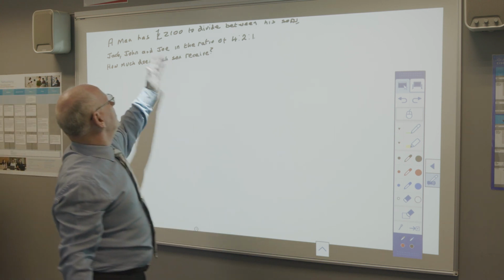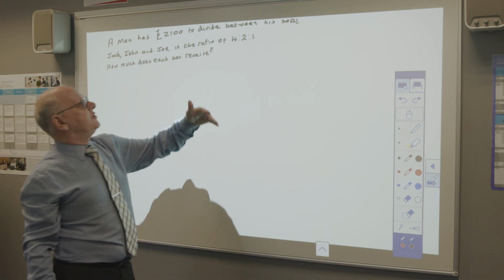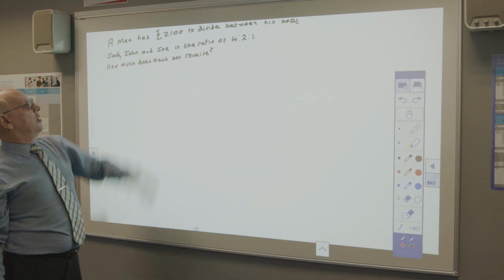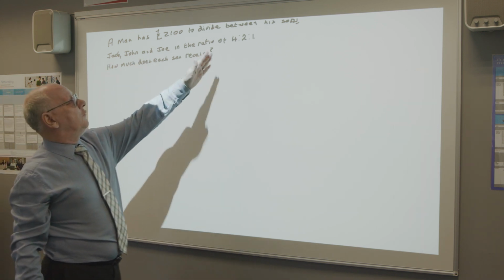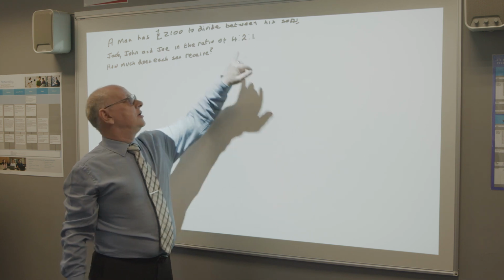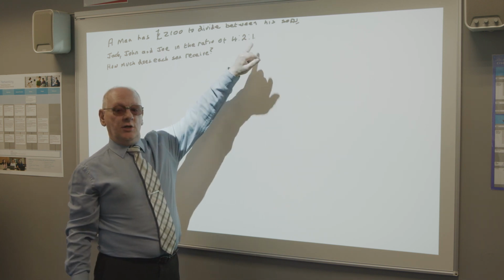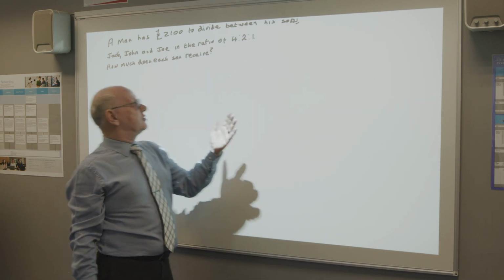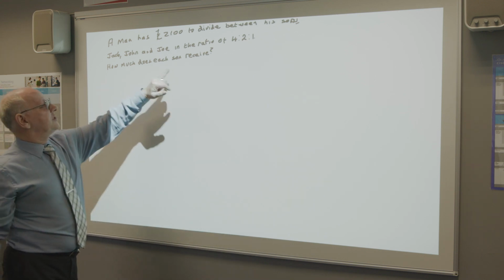A man has £2,100 to divide between his sons, Jack, John and Joe, in the ratio of 4 to 2 to 1. So we've got an extra figure in the ratio compared to the PowerPoint. How much does each son receive?